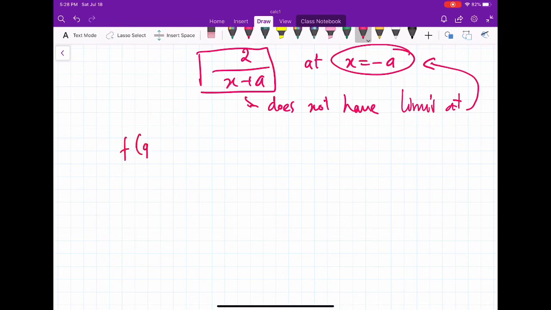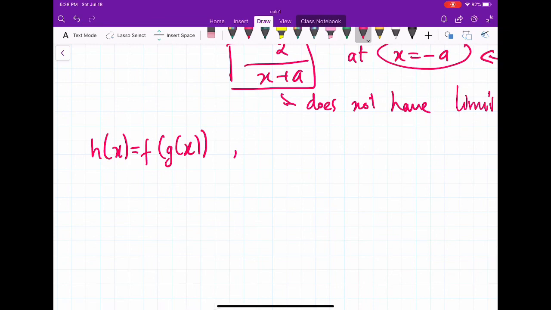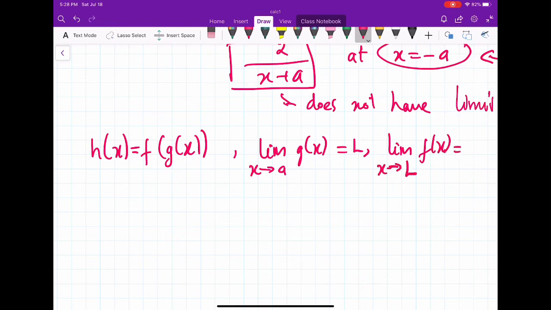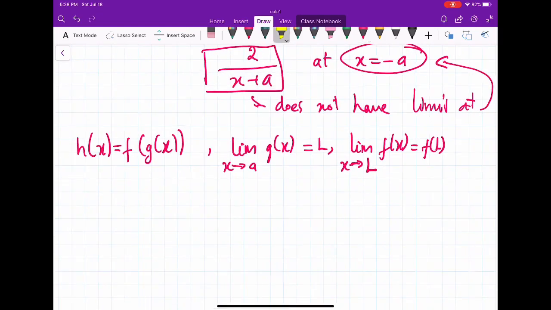Let's say this is h of x, which is f of g of x. The limit of g of x at x equal to a is L. At the same time, the limit of f of x when x approaches L is equal to f of L. Look at this: we have the limit of g is L, but we consider the limit of f at L, because we have a composite function, f of g of x, in this case, right?